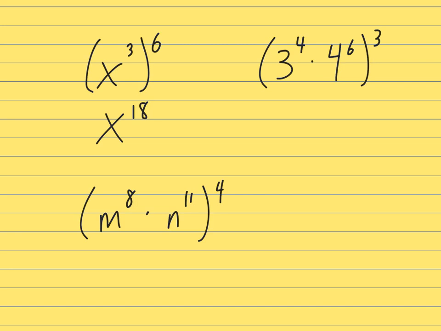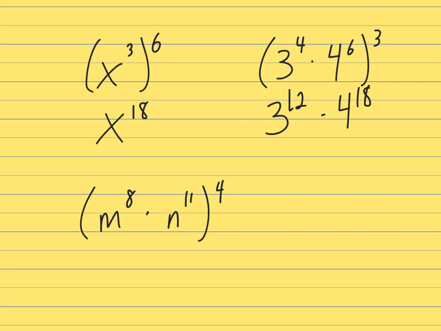In the next question, we have two terms. We have 3 to the 4th and we have 4 to the 6th, and they're both raised to the 3rd power. We're going to apply that 3rd power to this and to this separately. So 3 to the 4th raised to the 3rd is 3 to the 12th. 4 to the 6th raised to the 3rd is 4 to the 6 times 3, which is 18. So that would be your answer there.